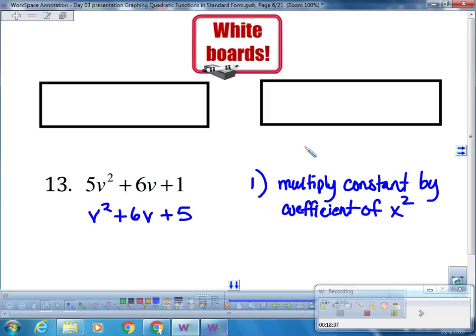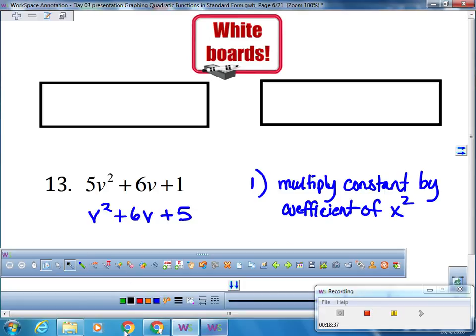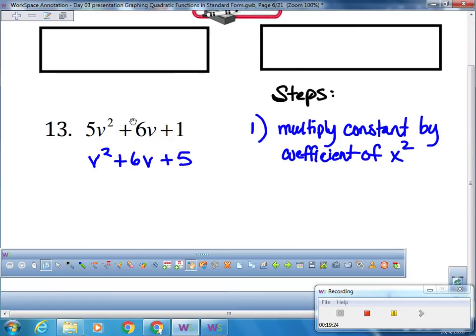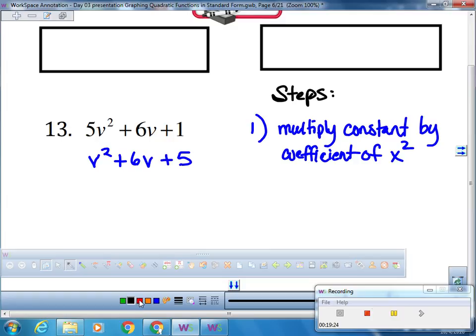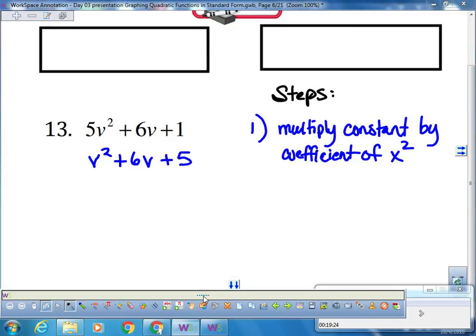These are our steps, so let's make them up together. I'm going to color code them. What's our next step? The x thing.